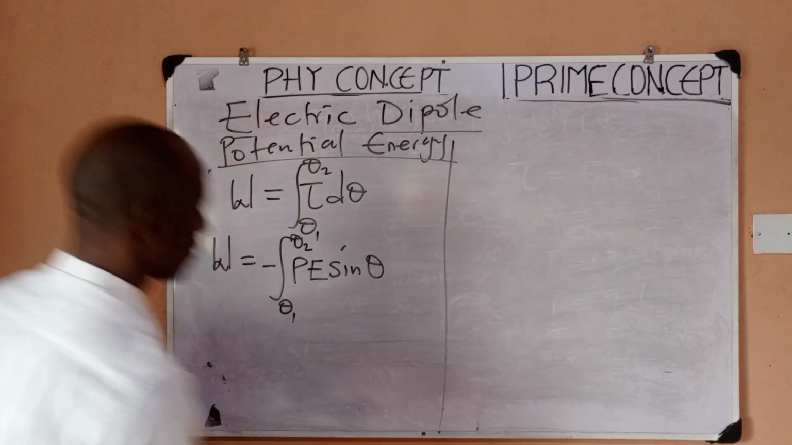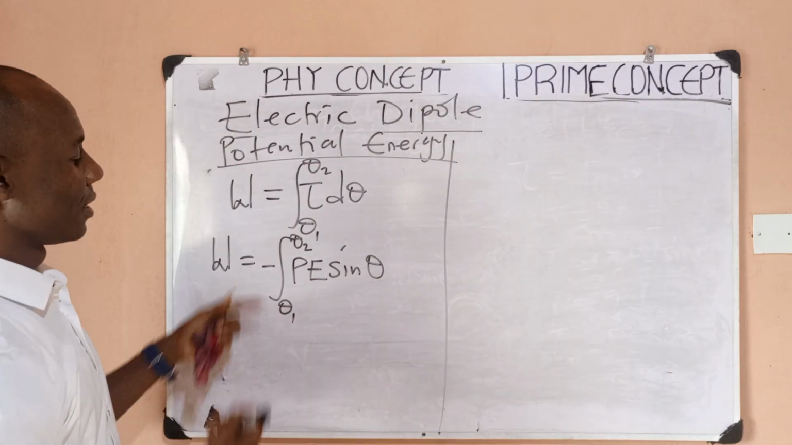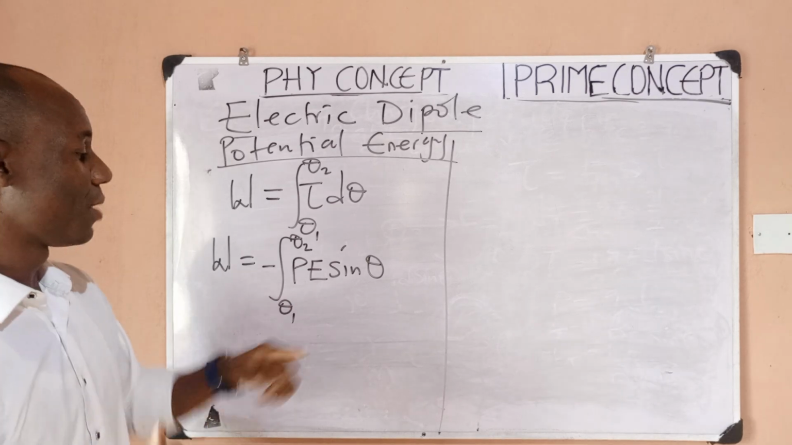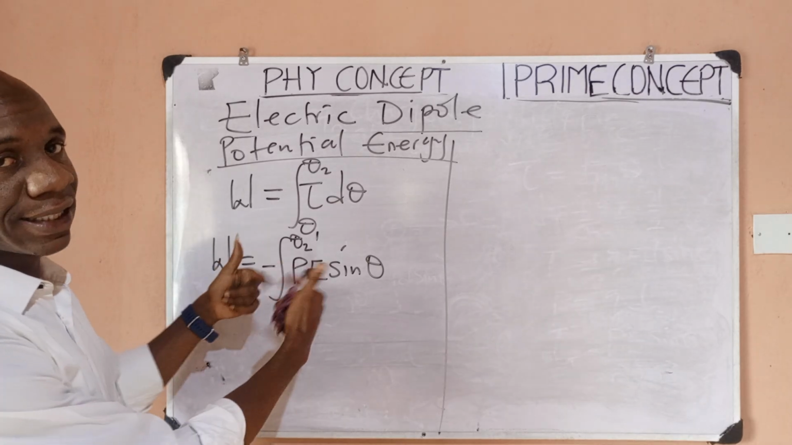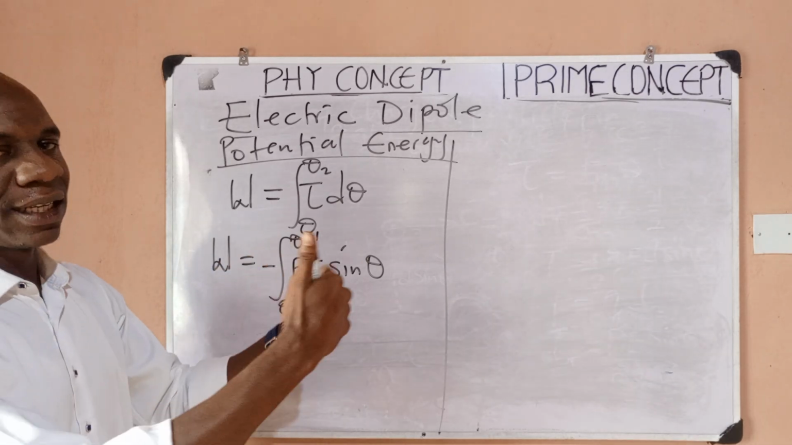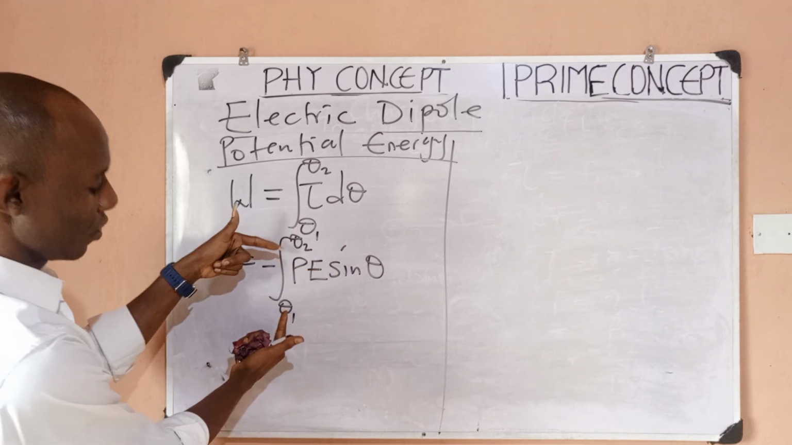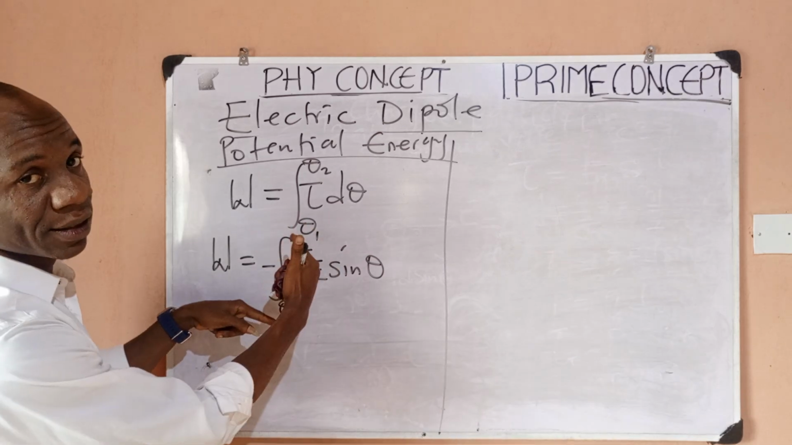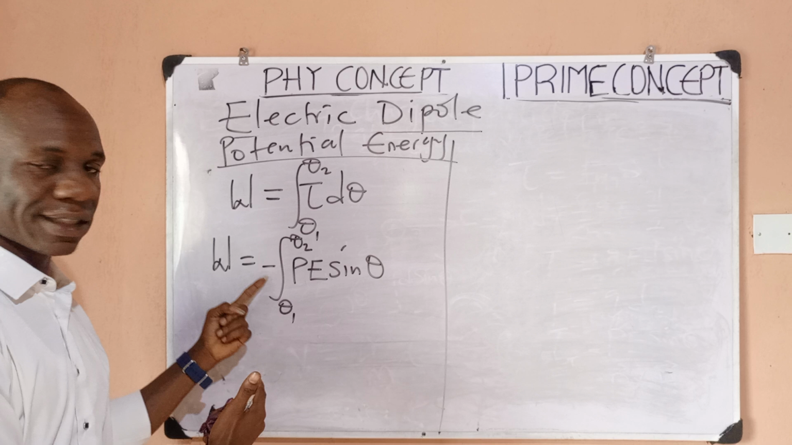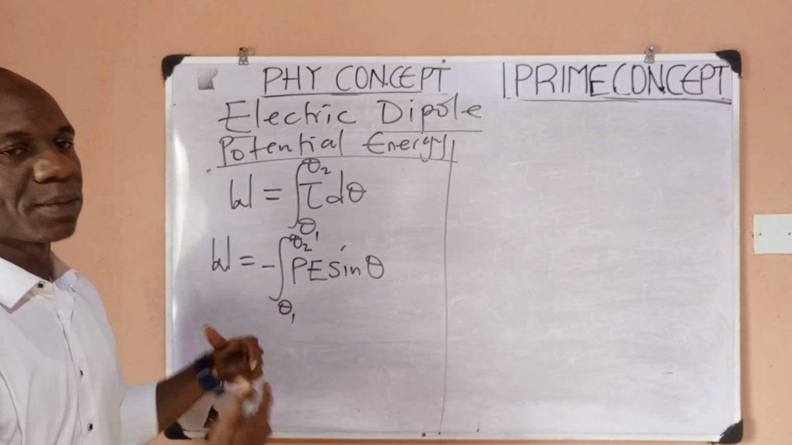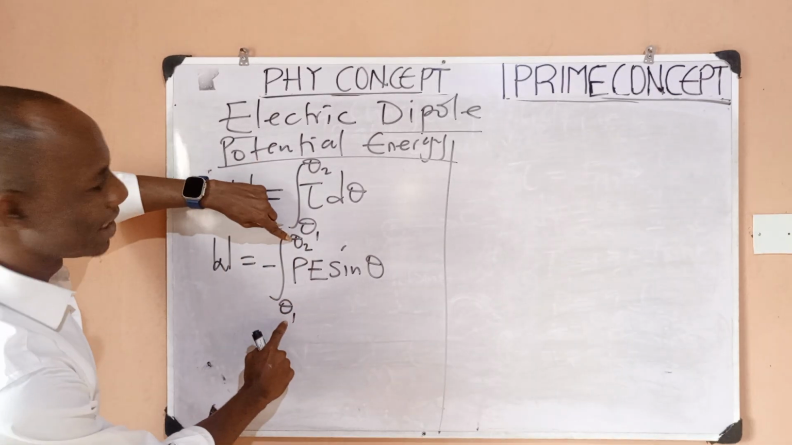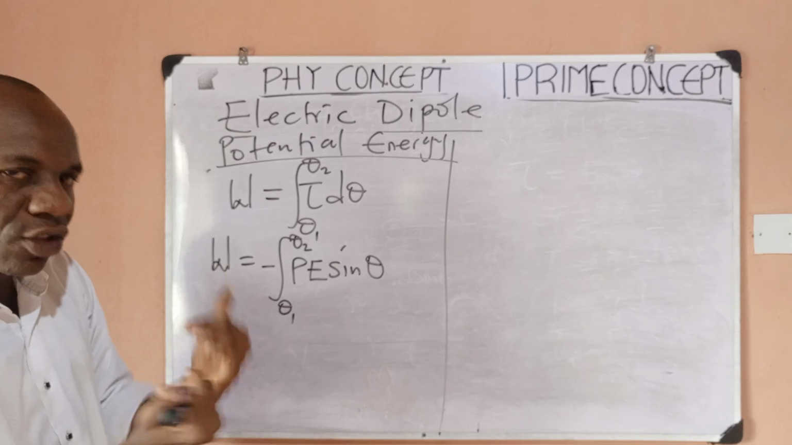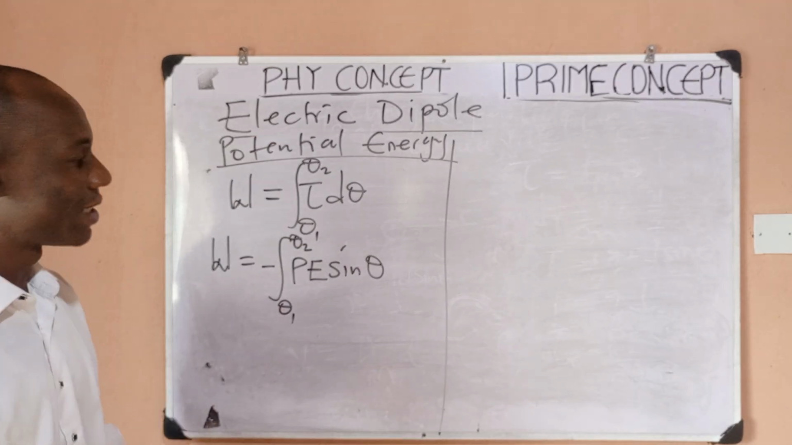Why I'm adding a negative sign is because of the integral, and secondly, because the torque in this system acts in a way to oppose or reduce the change in displacement. Meaning the torque should be opposite. The torque acts such that this displacement would not be much; it will reduce. So that's why I'm introducing a negative sign here.